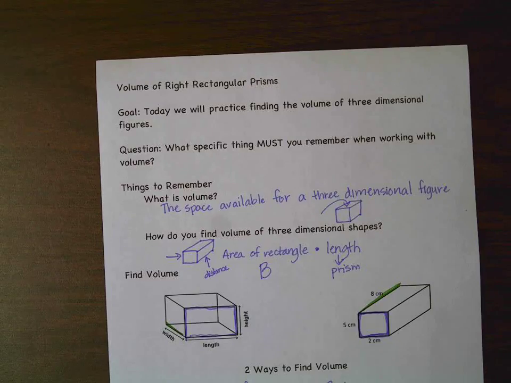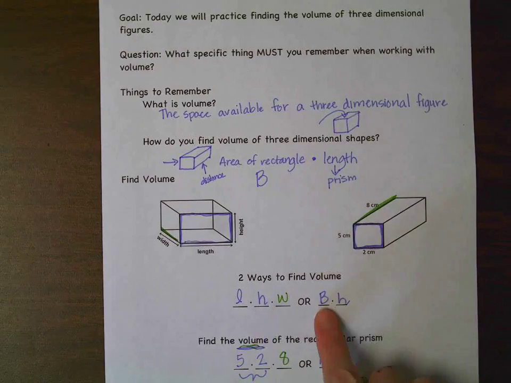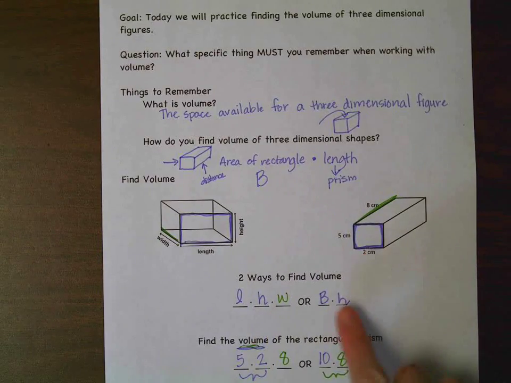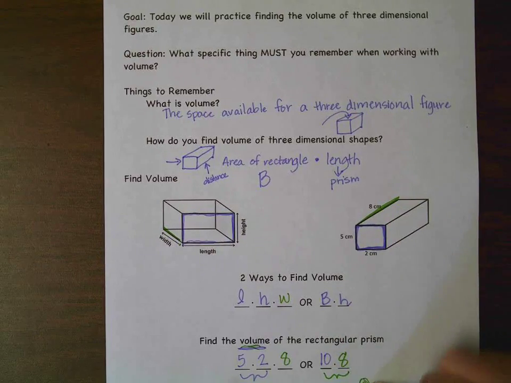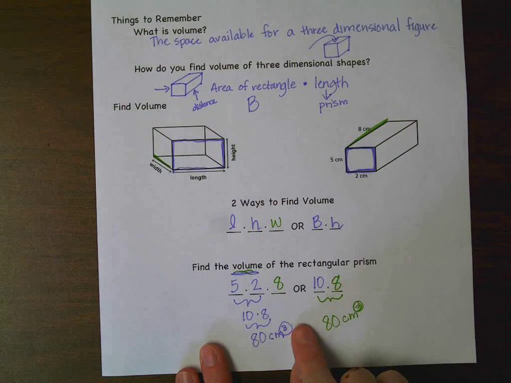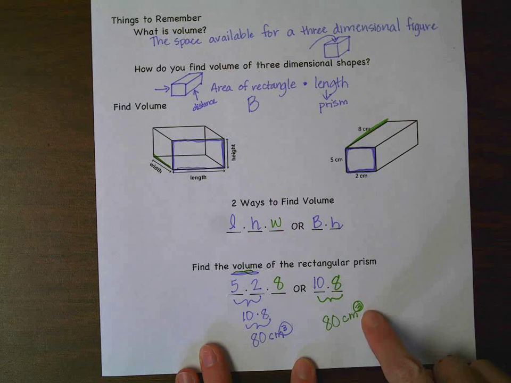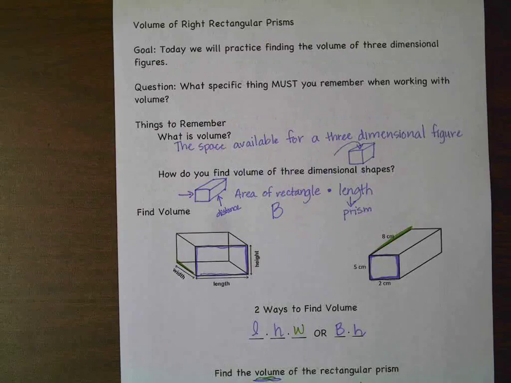The question that I wanted you to think about was, what specific thing must you remember when working with volume? The specific thing that you must remember when you're working with volume is that there are 3 things being multiplied. Length times height times width. That's 3 things. The area of the base, so you did length times width, and then you multiplied it by the height. So it's 3 things. It's cubed rather than squared. So remember, volume is cubed because you're multiplying 3 things together.